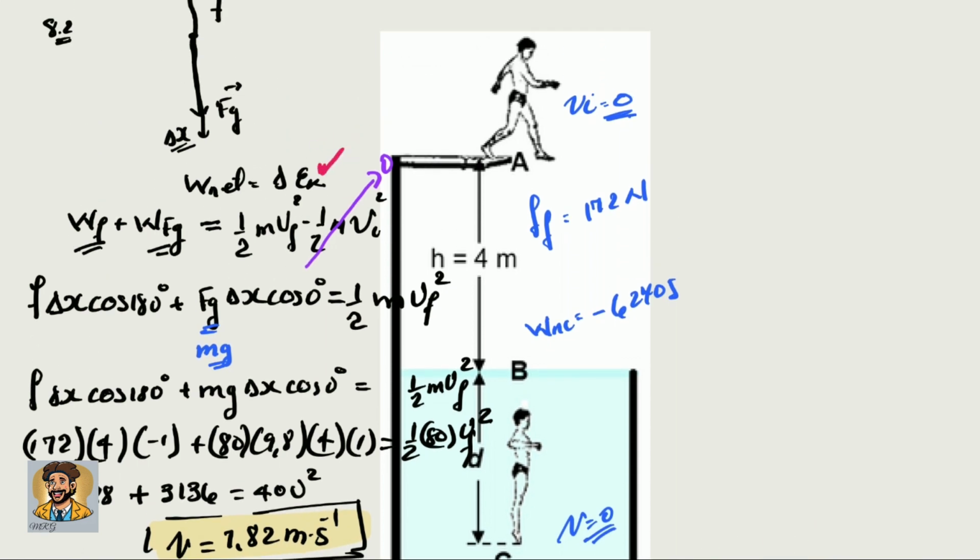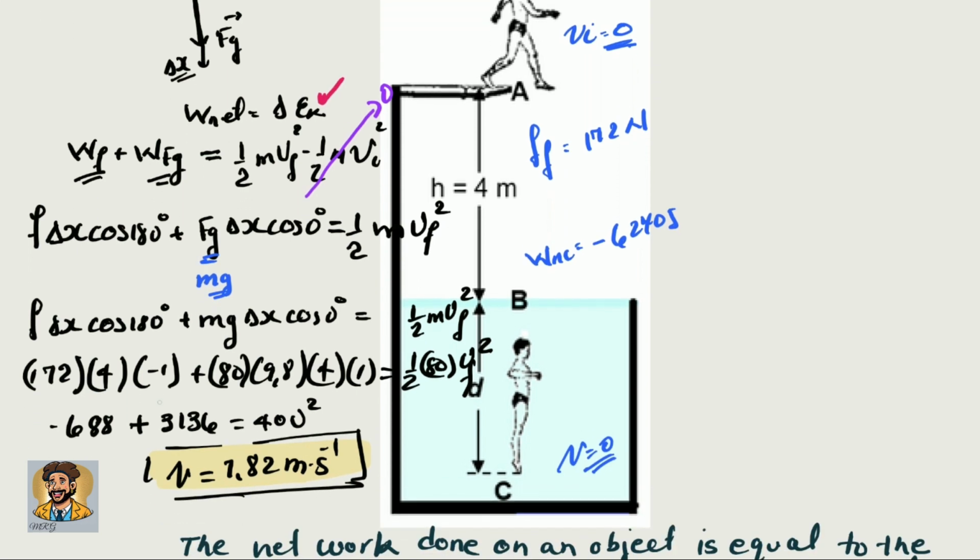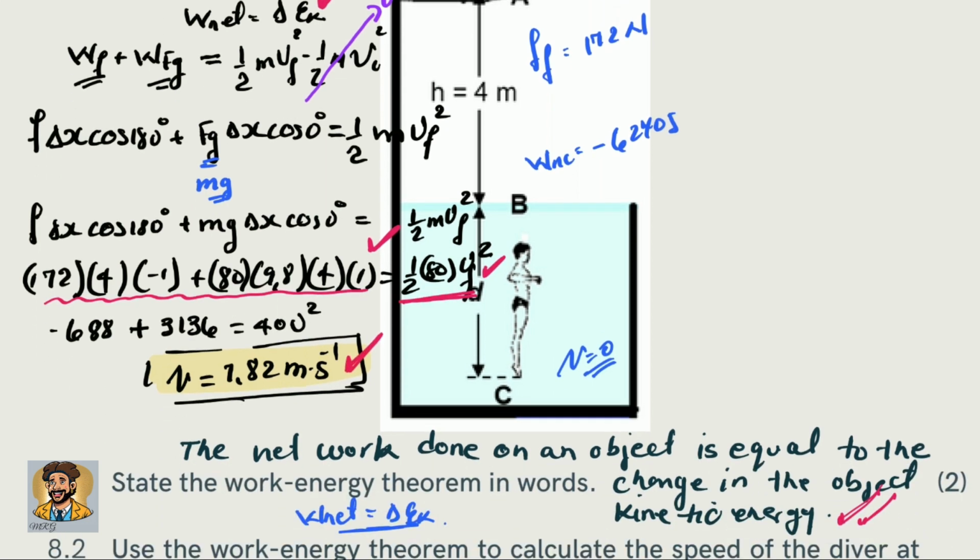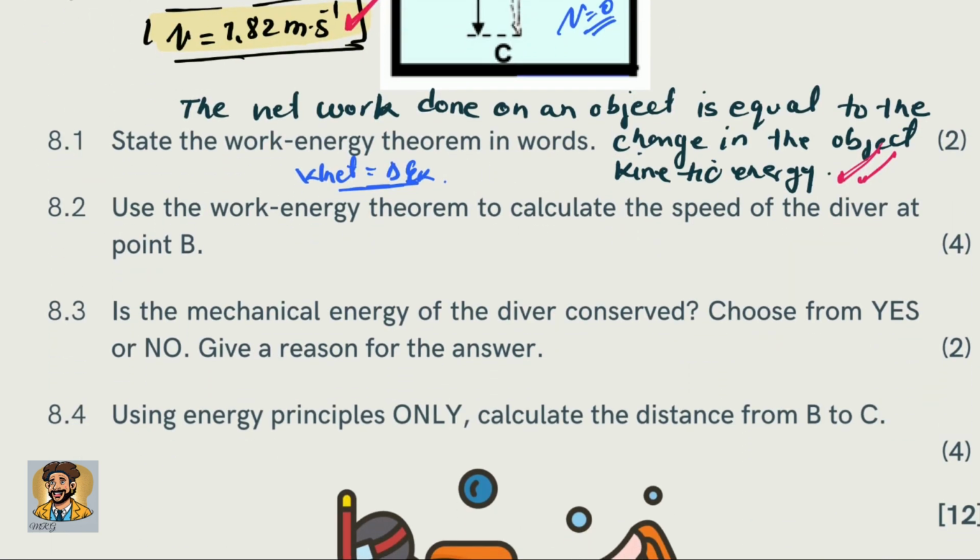One for starting with the work energy theorem. One for the whole substitution on the left hand side. One for the substitution on the right hand side. There we go. And one for the final answer. There are only 4 marks for this question.